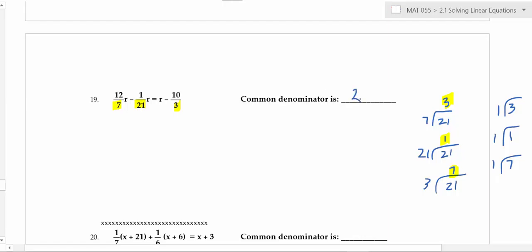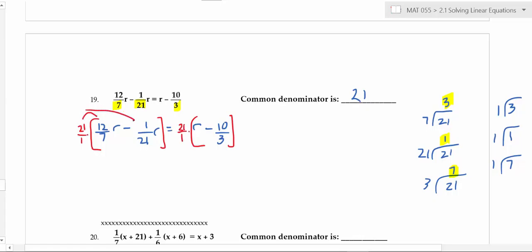So we need to, on this one, multiply everything by 21. So I'm going to write down the problem. 12 sevenths r minus 1 over 21 r equals r minus 10 thirds. So what I'm going to do is multiply both sides by that common denominator, which is 21 over 1.